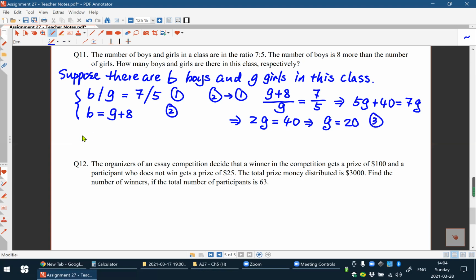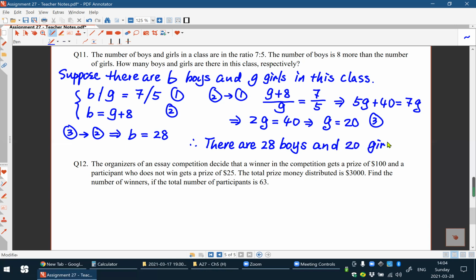Okay, so let's call this 3. And then we can put 3 into the second equation to find the number of boys is G plus 8, which is 28, right? So now we can make the conclusion. There are 28 boys and 20 girls, right? Okay. Any questions?